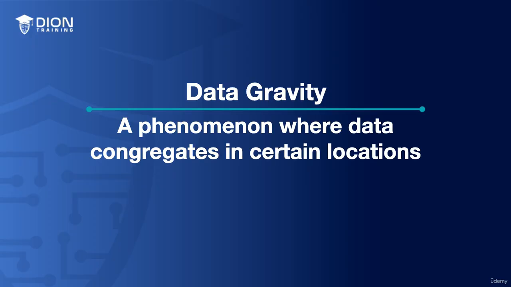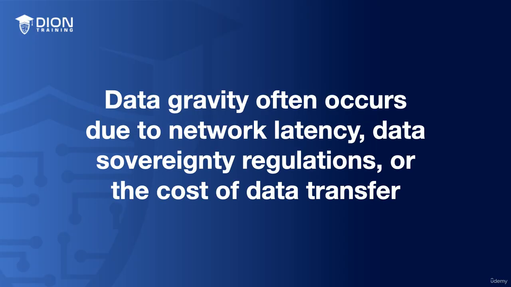Third, we have data gravity. Data gravity refers to the phenomenon where data tends to congregate in certain locations. This is used as an analogy for physical gravity, which describes the attraction between two objects. Data gravity often occurs due to a variety of factors, such as network latency, data sovereignty regulations, or the cost of data transfer. Data gravity can have a significant impact on data management in the cloud, as it can make it difficult to move data between different cloud locations.